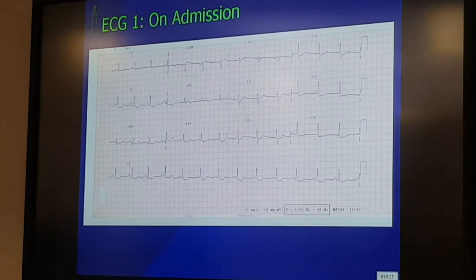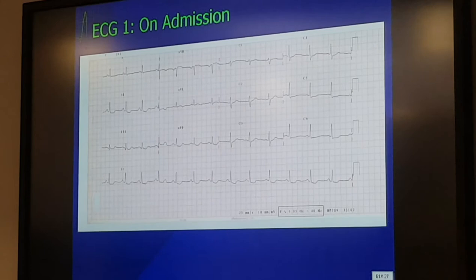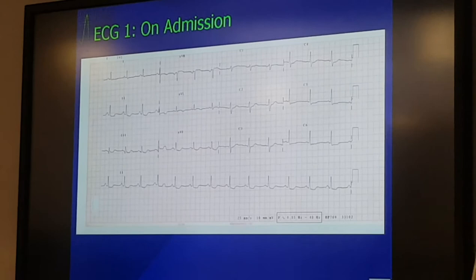Interpret this ECG for me. First thing, normal or abnormal? If it's normal, I'm not going to show it. So this is a 59-year-old female, one-hour history of chest pain. She's a hypertensive. You've done this ECG, you see this. What do you think? You will call a cardiologist or you just wait or what do you do?